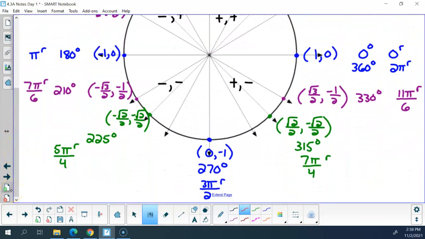Go down here to quadrant 3. Negative and negative. Now I'm 60 degrees more than 180 degrees. 240. I'm pi/3 more than pi, or 4 pi/3.